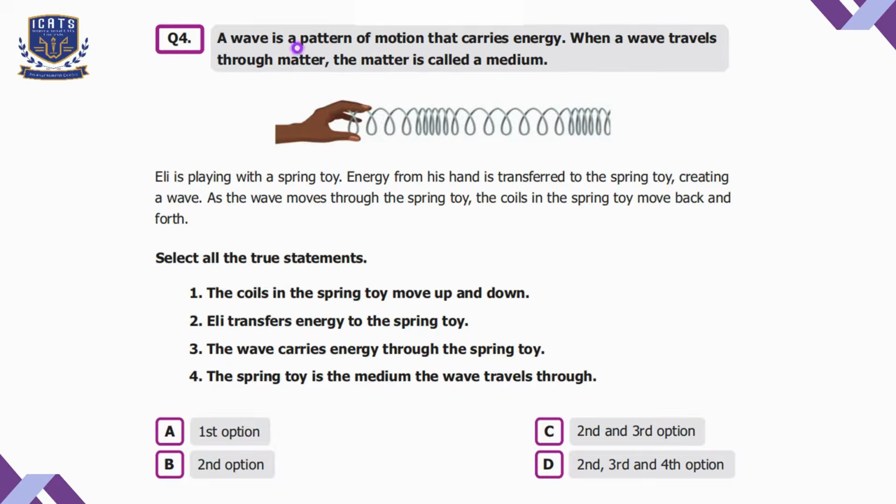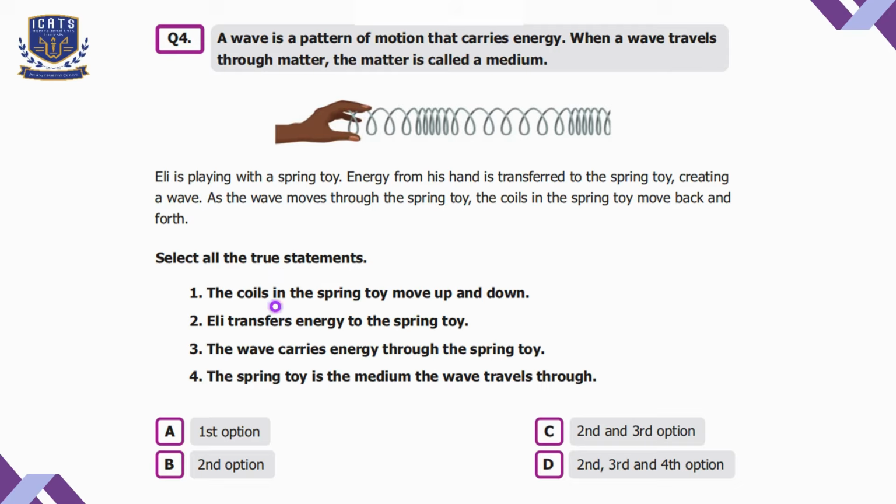Question number 4. A wave is a pattern of motion that carries energy. When a wave travels through matter, the matter is called a medium. Ali is playing with a spring toy. Energy from his hand is transferred to the spring toy, creating a wave. As the wave moves through the spring toy, the coils in the spring toy move back and forth. Select all the true statements.